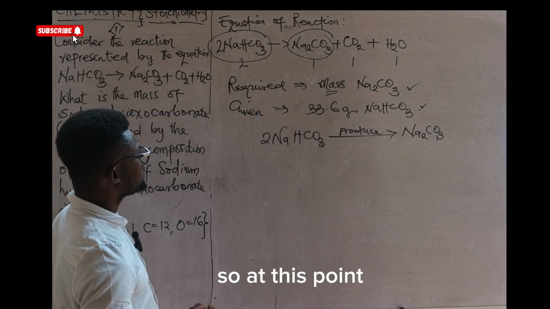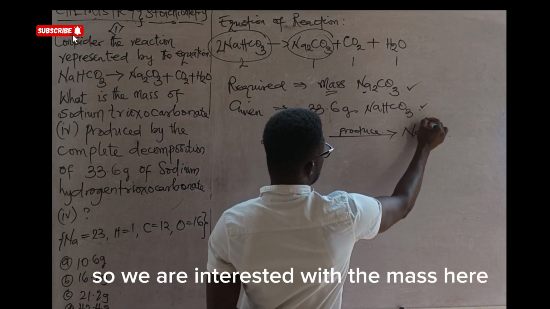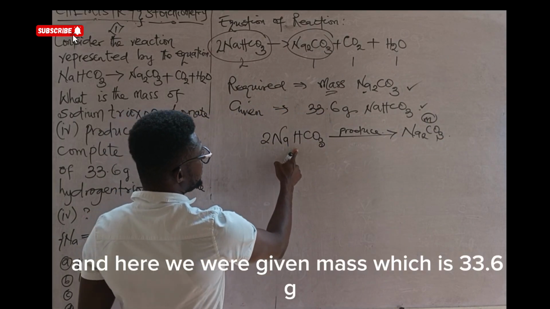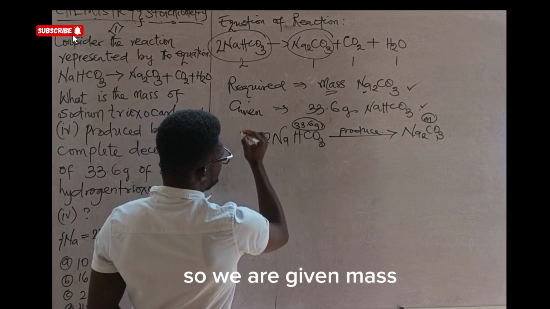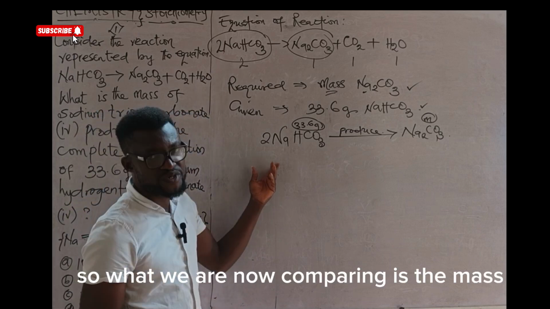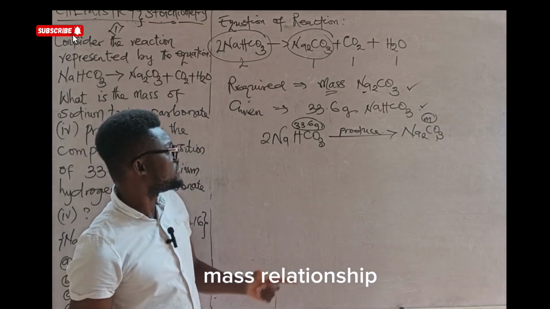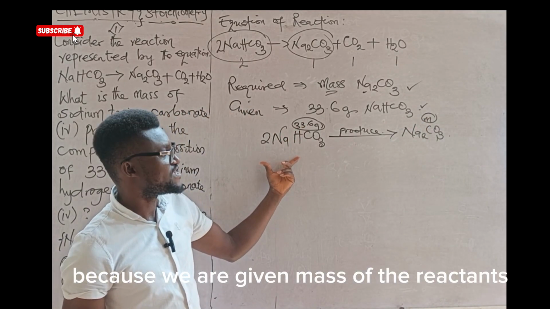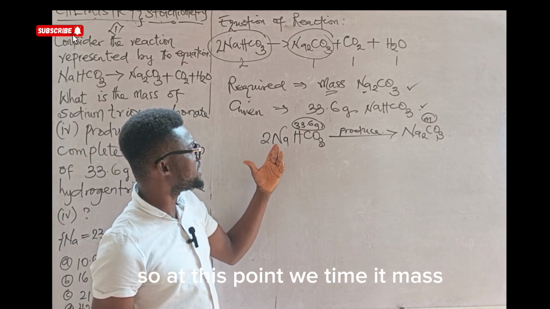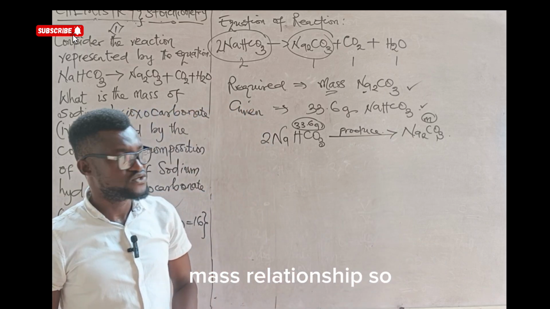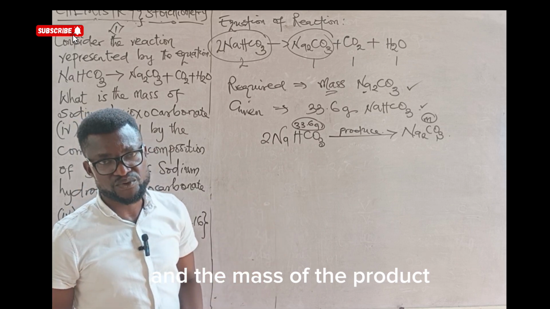So at this point, we are required to find the mass of sodium carbonate. So we are interested in the mass here. And here we were given mass, which is 33.6 grams. So what we are now comparing is the mass relationship, because we are given mass of the reactant and we are asked to find the mass of the product. So at this point, we term it mass relationship. So that's the relationship between mass of the reactant and the mass of the product.